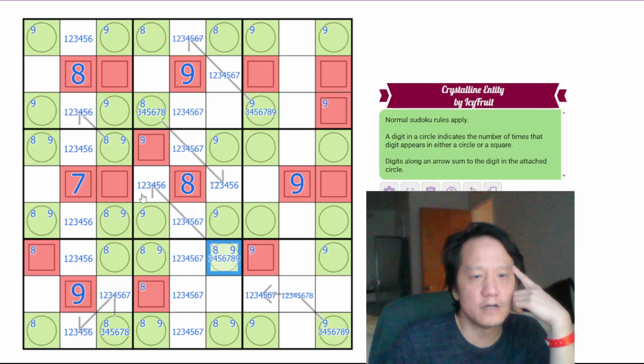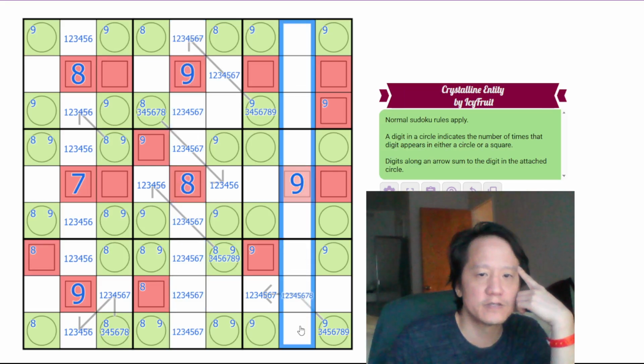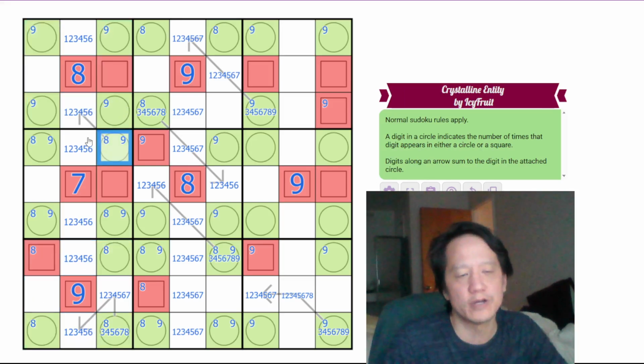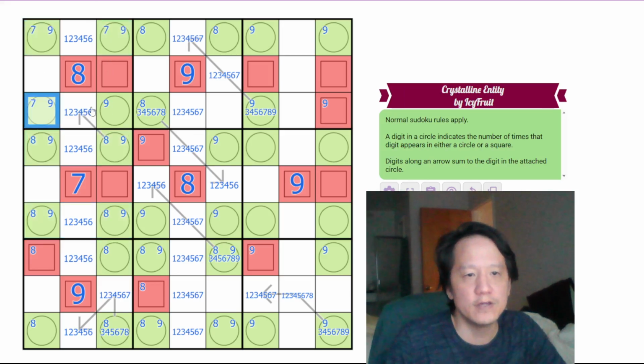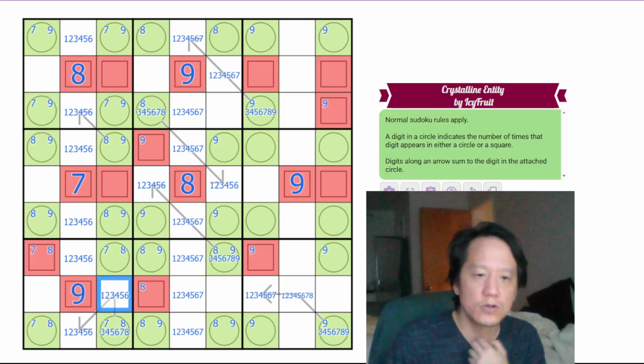Where's 7? 7 is missing in columns 5 and 8. So that means it has to be in all digits in box 1 and 7. We already have 1 and 4. So it must be one of these 4 and one of these 4 here. So this cannot be 7 here.